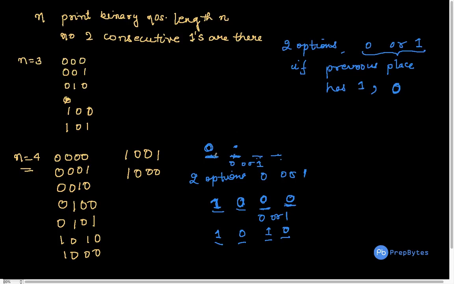And if previous is 1, then I have no option but to choose 0, okay? Let's now try and be more clear with what I'm saying. Let's try and form a recursion tree. That will make things even more clear for us. So now we'll try and form a recursion tree.